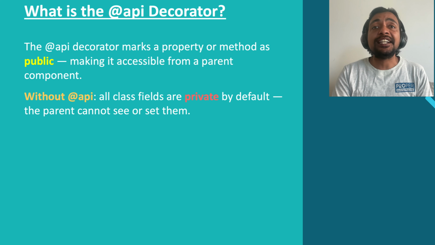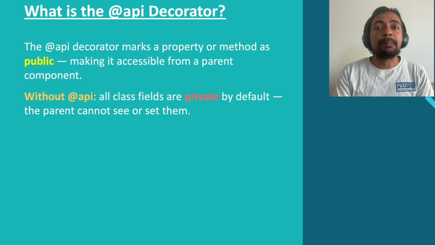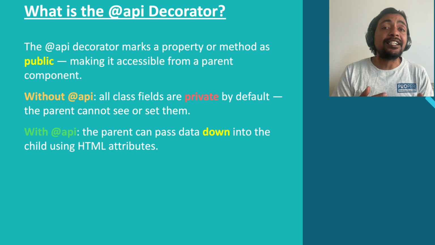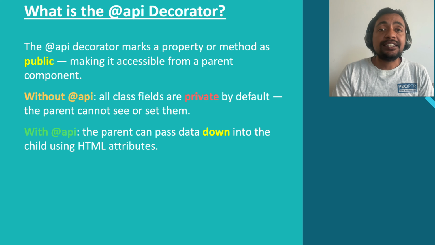Now, without @api, all the class fields are private by default, even when you are making them reactive with @track. Still, they will be private and they are not accessible outside the component. But if we are using @api, then the parent component can pass on values to the child component. This is a way of parent-child communication.